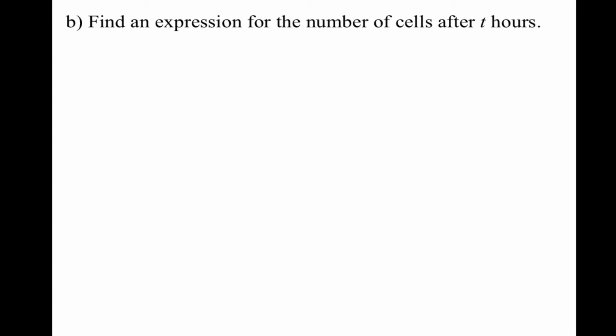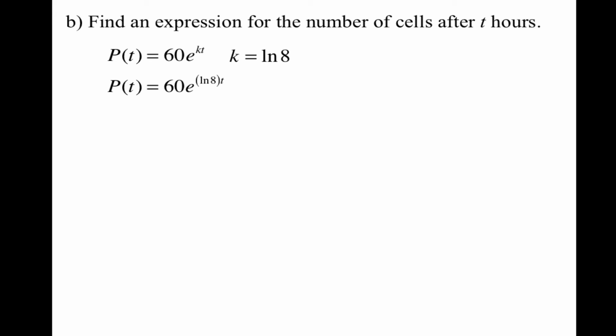So now I'm going to find an expression for the number of cells after t hours. I just found what k was, and I already know what my initial population was. So that means an expression for the number of cells after t hours is going to be P of t equals 60 times e to the natural log of 8 times t. Technically, you can leave it like that.